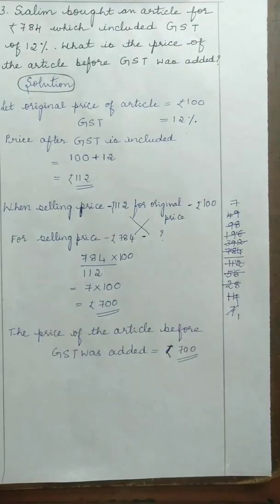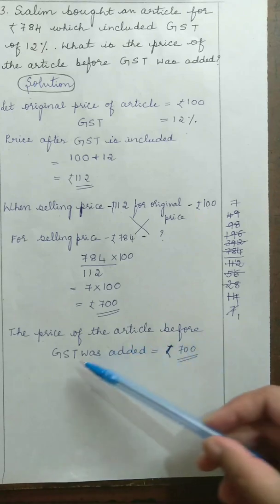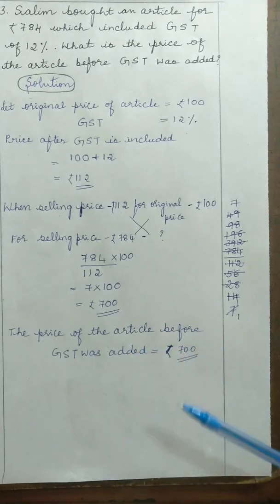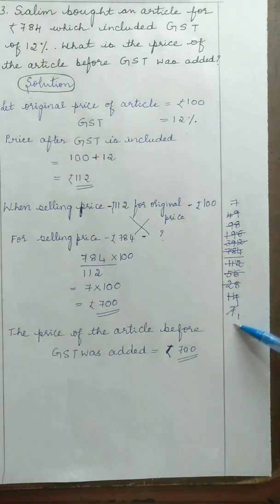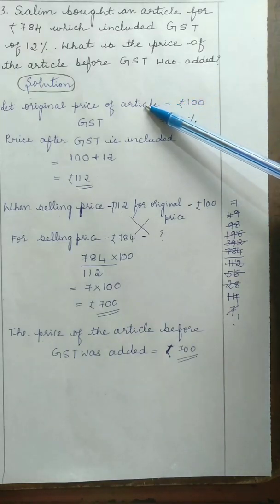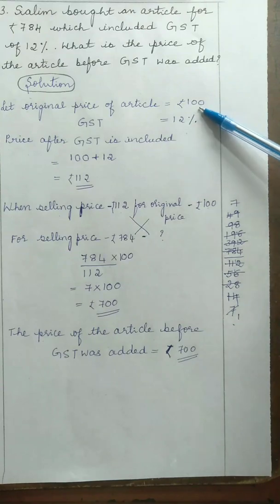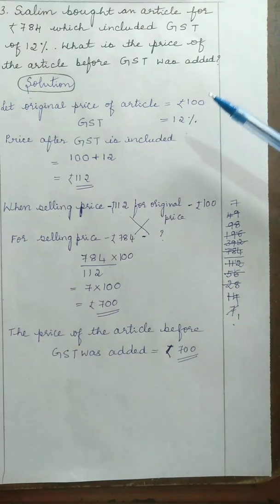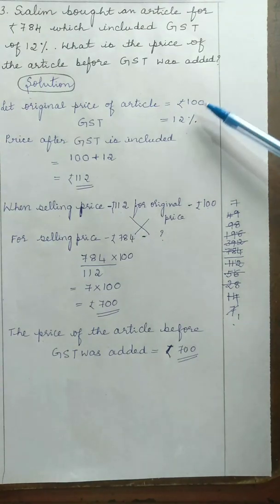Therefore, the price of the article before GST was added, that is the original price, will be equal to rupees 700. And this is the method and simplification used in this problem. So first let us calculate the original price of the article with rupees 100 because it is 12%. So we take the original price as 100.